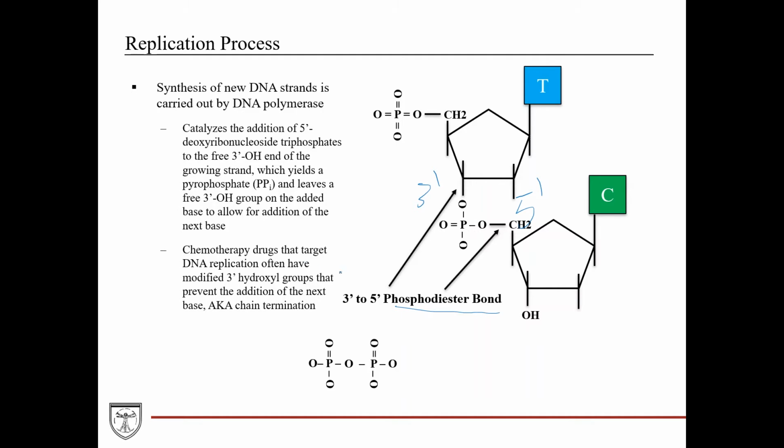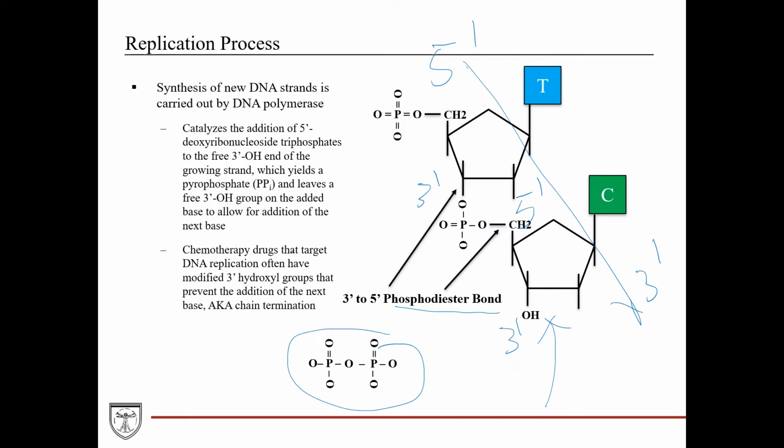And then it yields a pyrophosphate, or PPi, and then it actually leaves a 3' OH here on the base that has been added, and this allows for addition of the next base. And so the process continues. You form another 3' to 5' phosphodiester bond. And so if you remember, this is essentially why it's synthesized 5' to 3'.